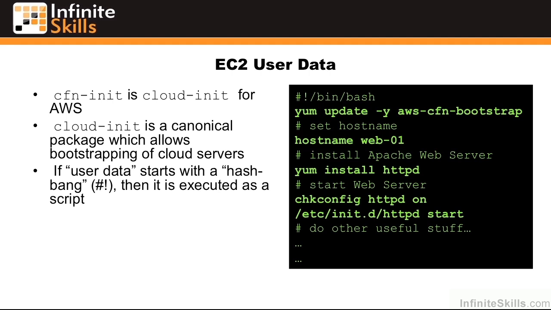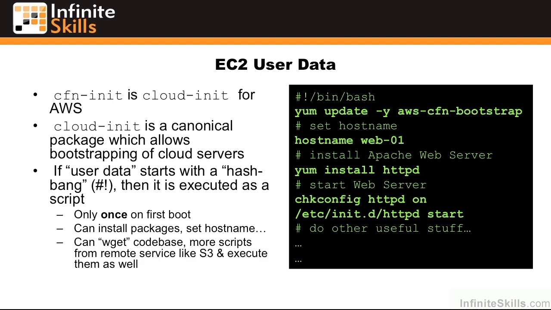cfninit says that if user data starts with a hash bang, as we see here, it's going to execute the whole rest of the code as a user, only on the first boot, and it can install packages, set host names, and do wget of codebase and other scripts. This is how we can get around that 16K limitation. We could just wget a script from S3 and run that as well.